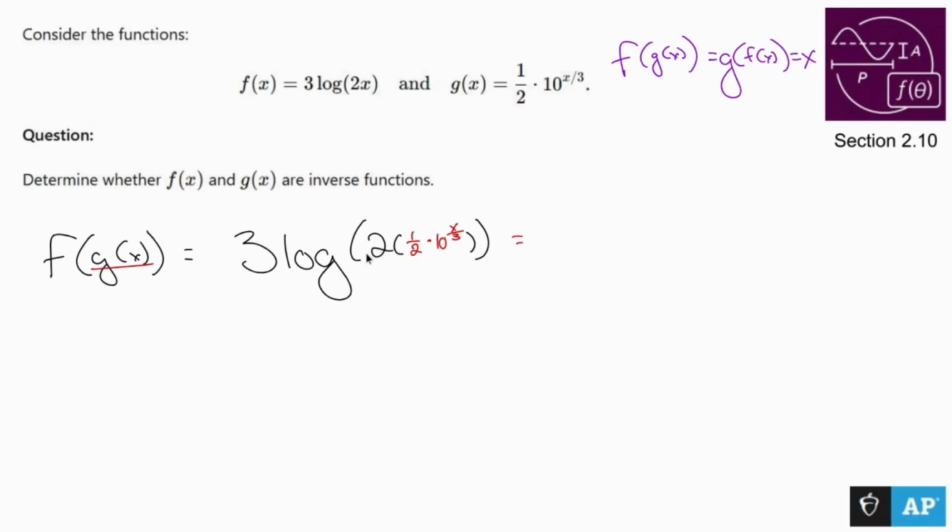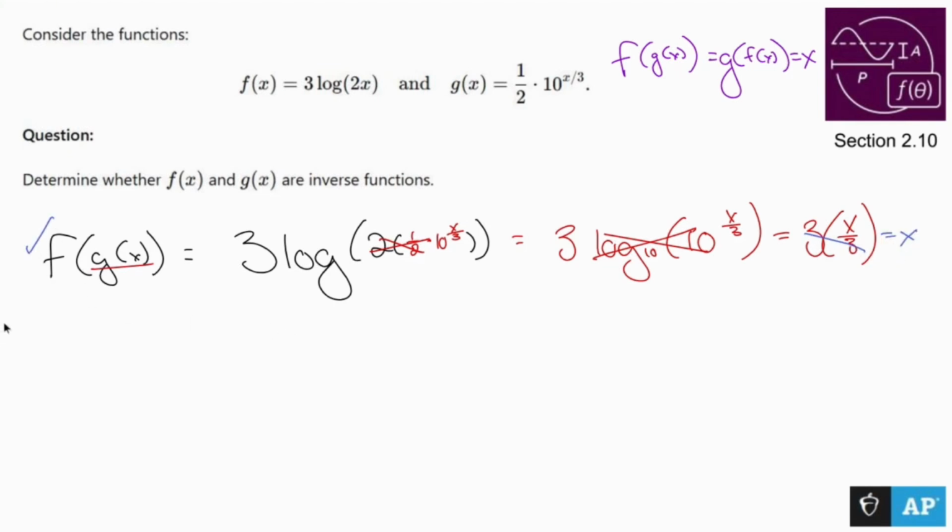Inside the parentheses, you have 2 times a half, which becomes 1. So now I have 3 log base 10, so I'll write that 10 out, of 10 to the x over third power. Now log base 10 of 10 to the stuff allows the 10s to cross out. So that leaves me with 3 times x over 3. With 3 times x over 3, the 3's cancel out, and we get ourselves an x. So far, f of g of x gives us x, which is what we want.